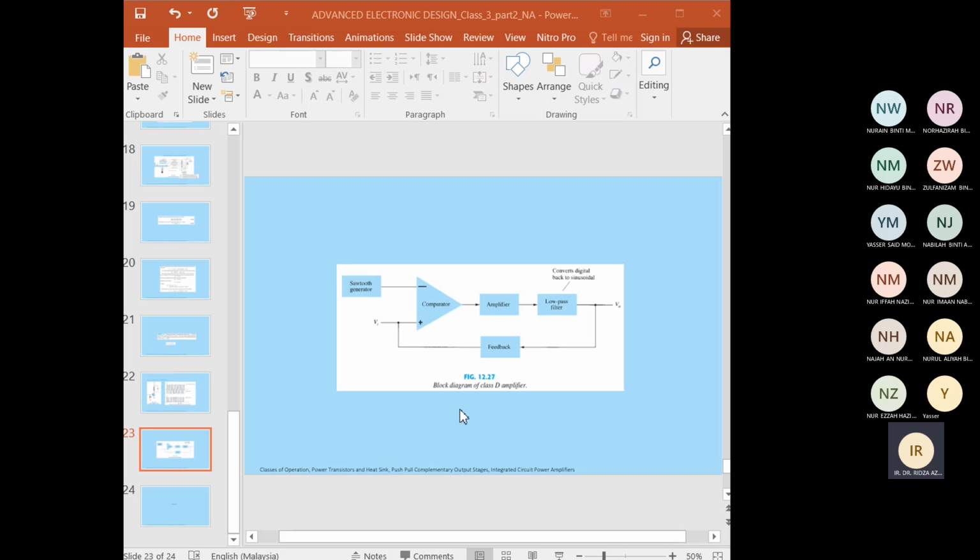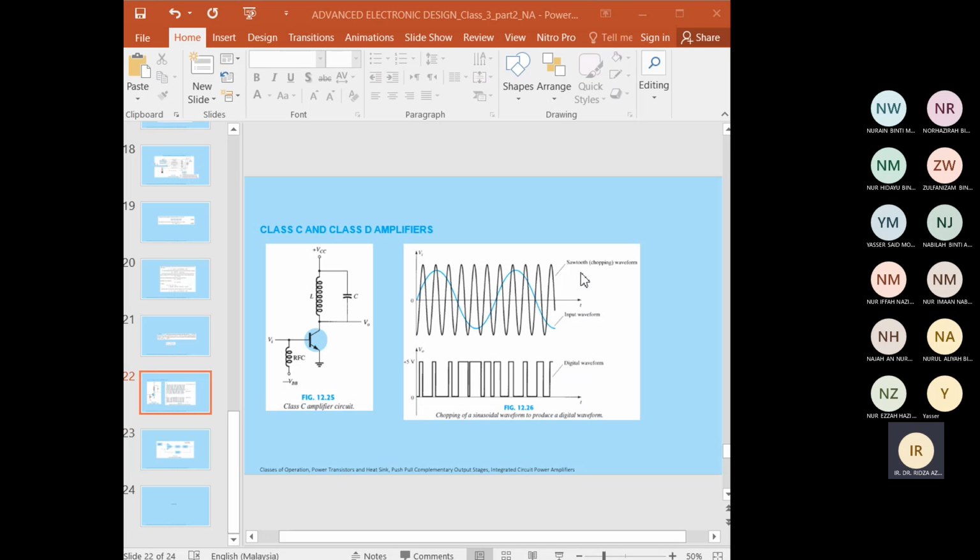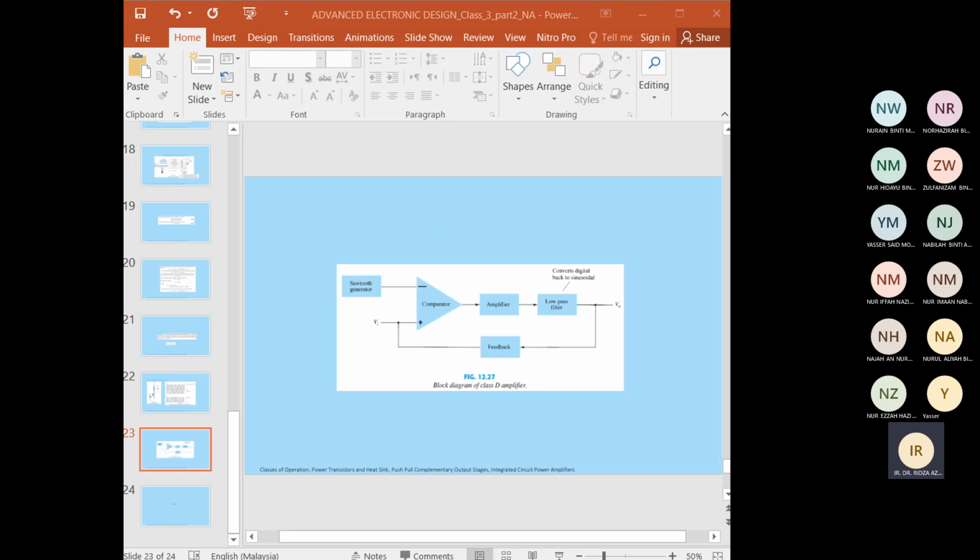All right, figure 12.27 shows the block diagram of a Class D amplifier. It consists of the sawtooth generator, and then the comparator, amplifier, low pass filter, and the feedback. So this is the block diagram of that.